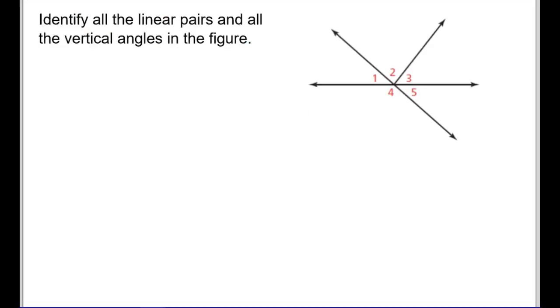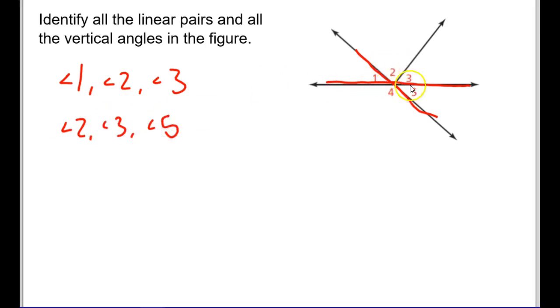For this next example, we're going to identify all linear pairs and all the vertical angles in the figure. First, let's find the linear pairs. I would go ahead and draw all of my straight lines, so there's one and there's one. One linear pair could be angle 1, angle 2, and angle 3, because all 3 of those form that line. My other linear pair could be angle 2, angle 3, and angle 5, because they form this side. I can also see I have angle 1 and angle 4, and angle 4 and angle 5. These 4 are the different ways I can form those linear pairs.